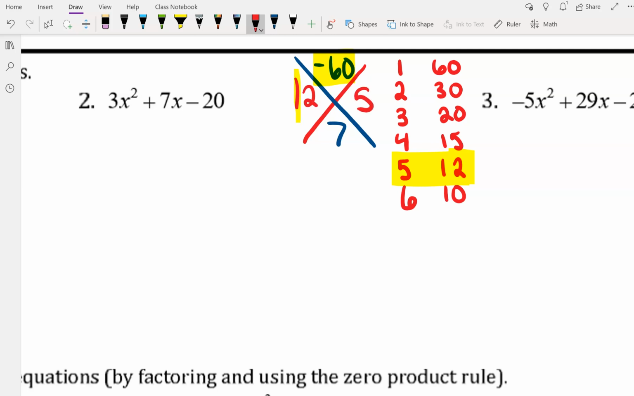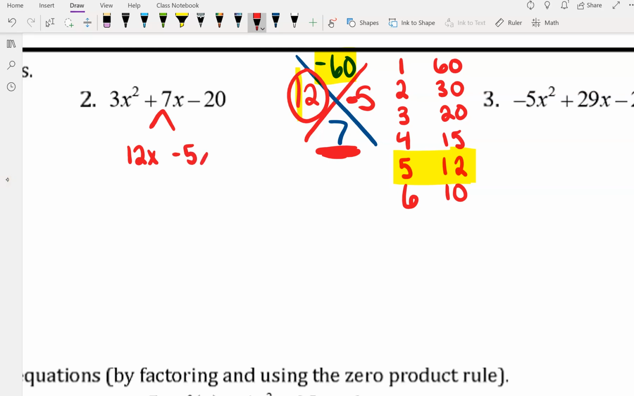I need to look and decide which one needs to be negative in order to add to give us positive 7. In order to give us positive 7, the larger one needs to stay positive, so this one must be the negative one. The 5 must be negative. So my special numbers are 12 and negative 5. That's what I use to split the middle term, 12x and negative 5x. The order doesn't matter on those. You could have had negative 5x first and 12x second.